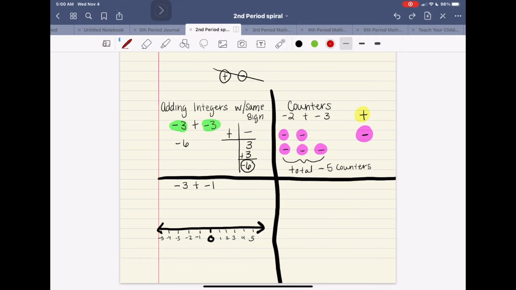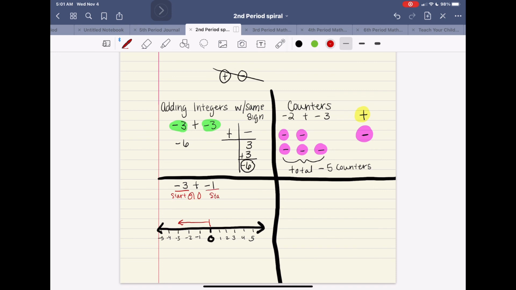Next, we're going to start by solving using a number line. So if we look, our first number is -3. So we're going to start at 0. And I'm writing start at 0 because that's our starting point. And we're going to draw a line and go to the left 3 times. And we end up at -3.